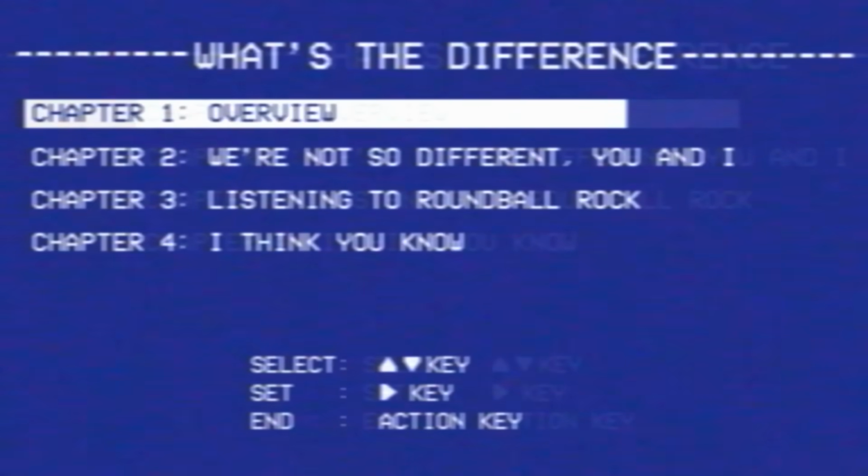Hello everybody and welcome. In today's video, we're going to talk about the differences between the inside forward and the inverted winger in Football Manager. And let's get started with an overview.